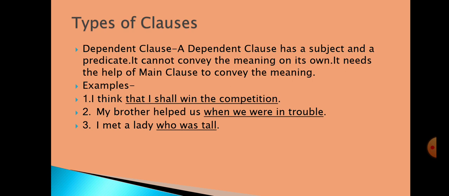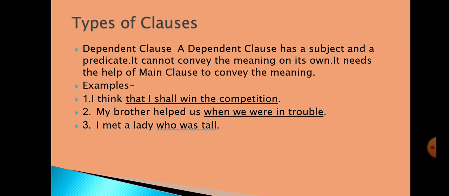Look at the statements. The first statement, I think that I shall win the competition. तो यहाँ पे ध्यान दीजिए, the underlined part is an example of a dependent clause. यहाँ पे जो अंडरलाइन पार्ट है उसको हम डिपेंडेंट क्लॉज कहते हैं. फर्स्ट स्टेटमेंट में वो क्या है, दैट आई शैल विन द कॉम्पिटिशन. क्योंकि आप इस स्टेटमेंट को केयरफुली ऑब्जर्व कीजिए. दैट आई शैल विन द कॉम्पिटिशन कैन नॉट कन्वे द मीनिंग ऑन इट्स ओन. इट रिक्वायर्स द असिस्टेंस या हेल्प ऑफ द मेन क्लॉज. और यहाँ पे मेन क्लॉज क्या है, आई थिंक है. आई थिंक इज़ द मेन क्लॉज हियर.